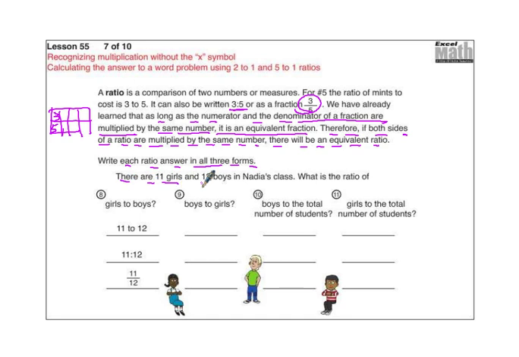There are 11 girls and 12 boys in Nadia's class. What is the ratio of girls to boys? The ratio of girls to boys is 11 to 12. 11 girls to 12 boys. Notice the order. You have to put girls first and then boys second.